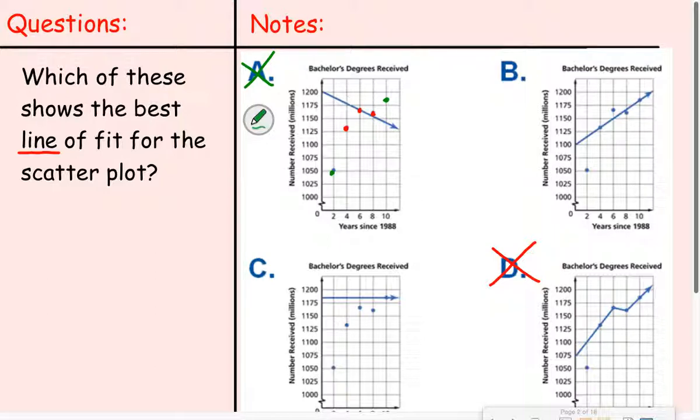Let's look at letter B. Letter B has a couple points that fall on the line, a couple points close to the line, and really just one outlier, which you are going to have some outliers on a scatter plot. They're not all going to fall close to the line, but you could have an outlier. B looks pretty good, but let's look at C before we make our decision. C, we've got one dot on the line and two close to it, but then two pretty far away. I would say that C is not our best line of fit. It is letter B.